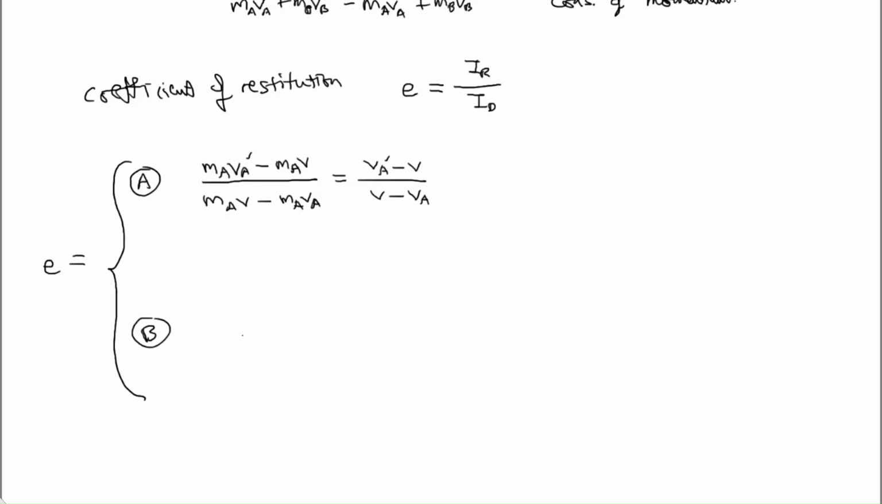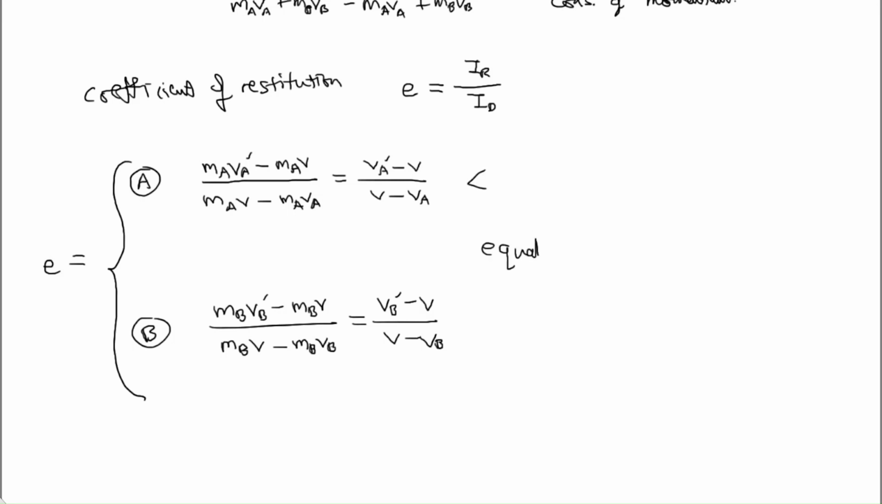Now we can do the same thing for B. Once again, I'm borrowing from an earlier formula. So the restitution impulse, m sub B v sub B prime minus m sub B v, over m sub B v minus m sub B v sub B. As before, the masses will factor out and cancel, and I get v sub B prime minus v over v minus v sub B.